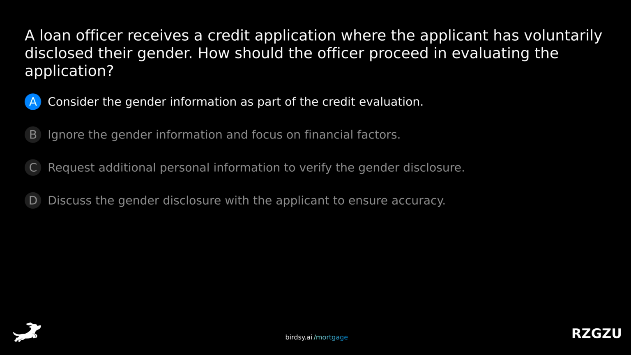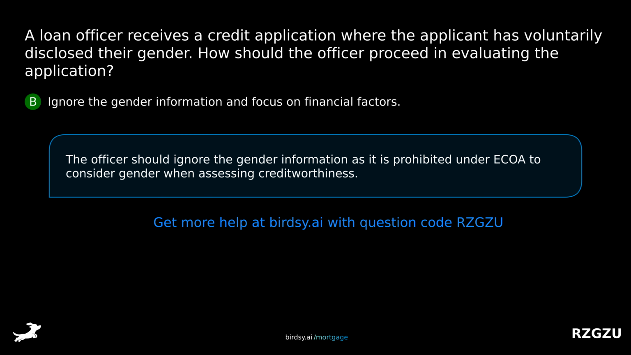Is it A. Consider the gender information as part of the credit evaluation? B. Ignore the gender information and focus on financial factors? C. Request additional personal information to verify the gender disclosure? Or D. Discuss the gender disclosure with the applicant to ensure accuracy? The answer is B. Ignore the gender information and focus on financial factors. The officer should ignore the gender information as it is prohibited under ECOA to consider gender when assessing creditworthiness.